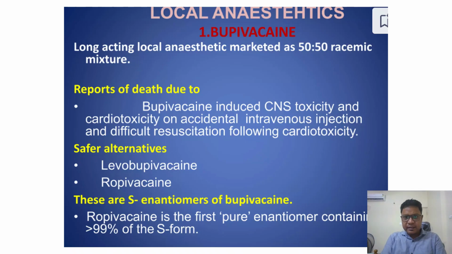Similarly, the local anesthetic bupivacaine, a long-acting local anesthetic, was initially marketed as a racemic mixture. Because of that, reports of death occurred. Bupivacaine caused CNS toxicity and cardiotoxicity on accidental intravenous injection, and resuscitation following the cardiotoxicity was difficult. So you can see that one of the enantiomers is very toxic. So now levobupivacaine is marketed. This S enantiomer of bupivacaine is the first pure enantiomer product, containing 99% of the S form.